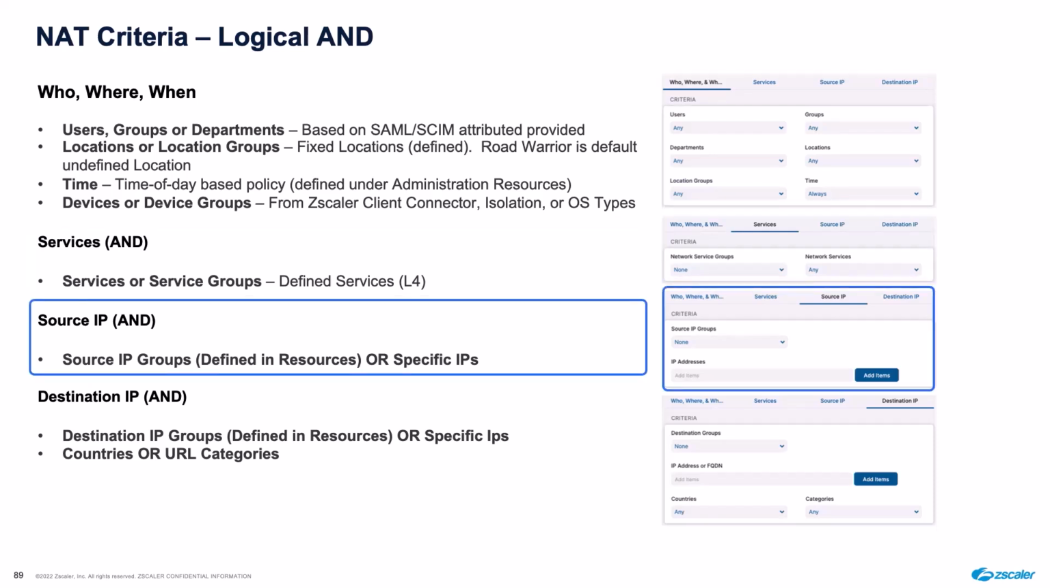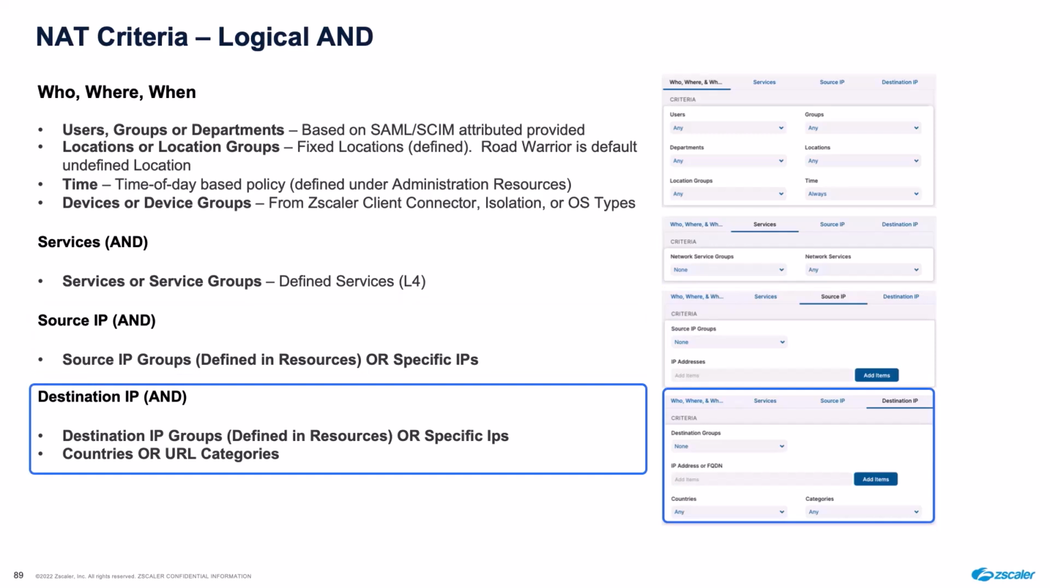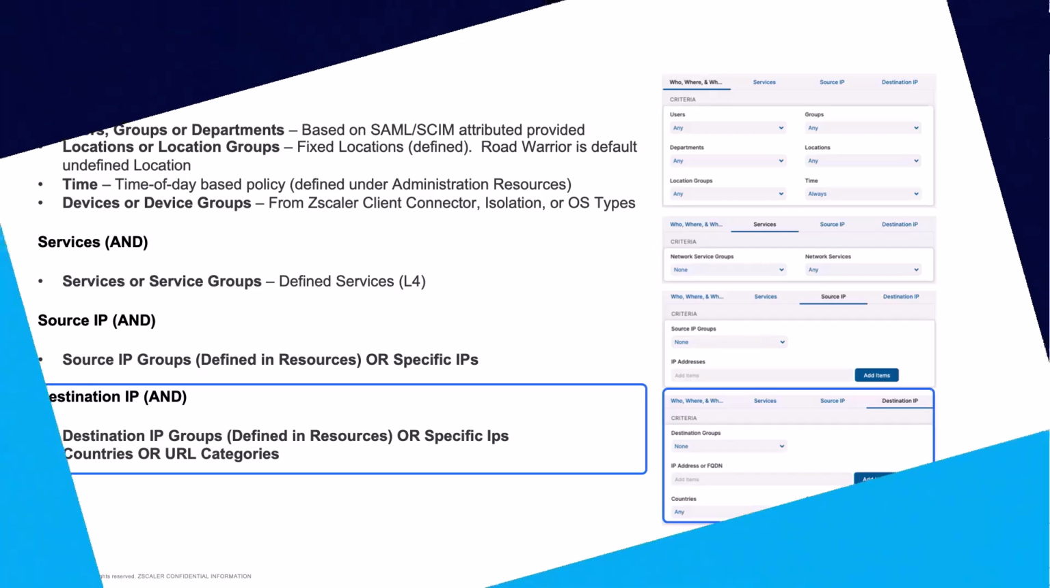The source IP is specific source IPs in the resources or IPs that you enter in the rule, and then the destination IP. It's obviously important to understand you can't do layer 7 rules for NAT because you have to make a NAT rule as the first packet that passes through, and therefore you never get to see the payload, so you can't make a layer 7 rule for address translation.